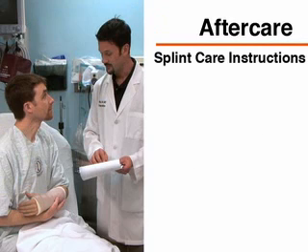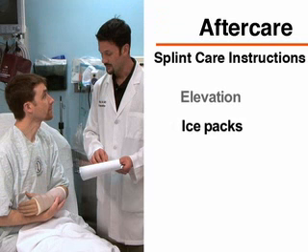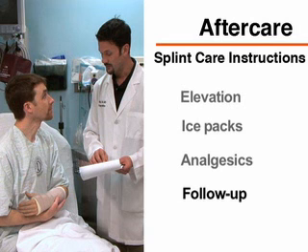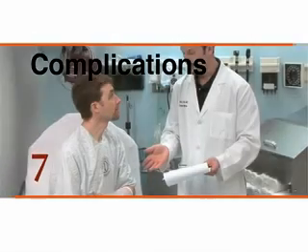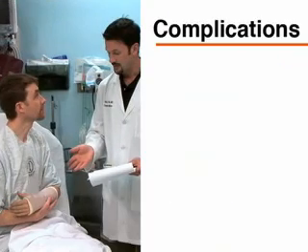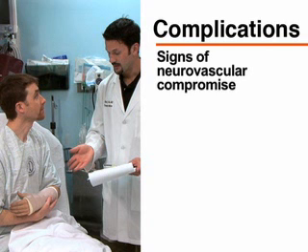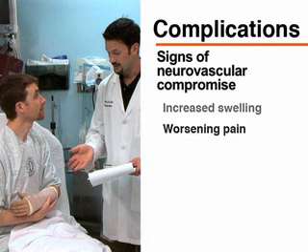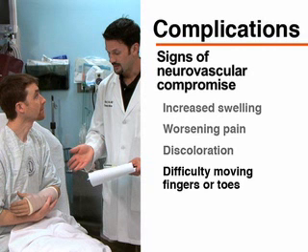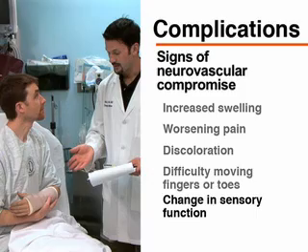Typical care after the application of a splint should include extremity elevation, application of ice packs, administration of analgesics, and appropriate communication of instructions for medical follow-up. Instruct the patient to keep the splint clean and dry and not to remove it until instructed. Give the patient verbal instructions and an easily understood written list of signs and symptoms that would necessitate urgent return for further evaluation. These include development of any signs of neurovascular compromise or compartment syndrome, such as increased swelling, worsening of pain, discoloration of the distal extremity, difficulty moving the fingers or toes, or change in sensory function.